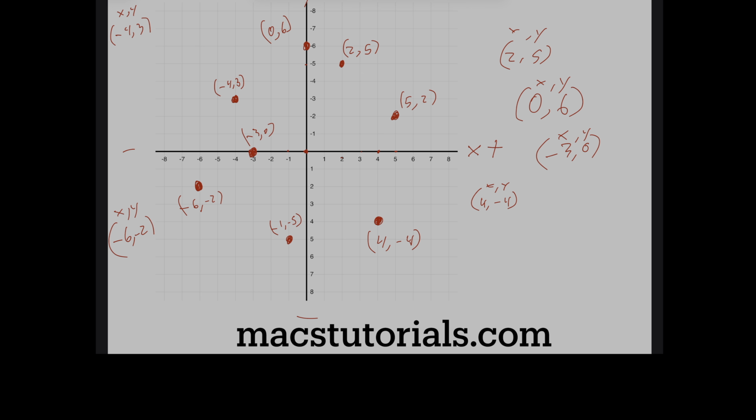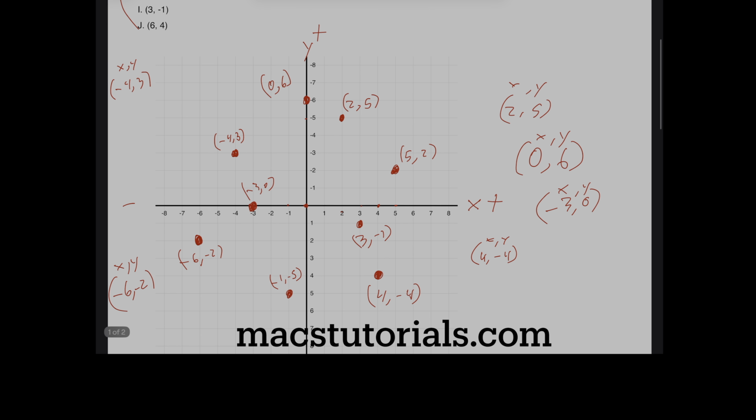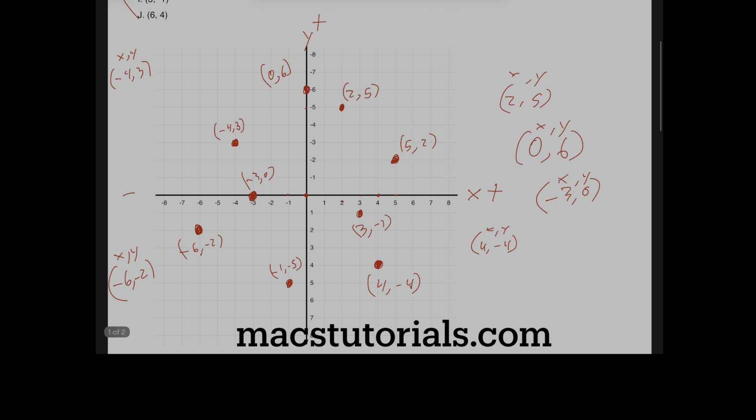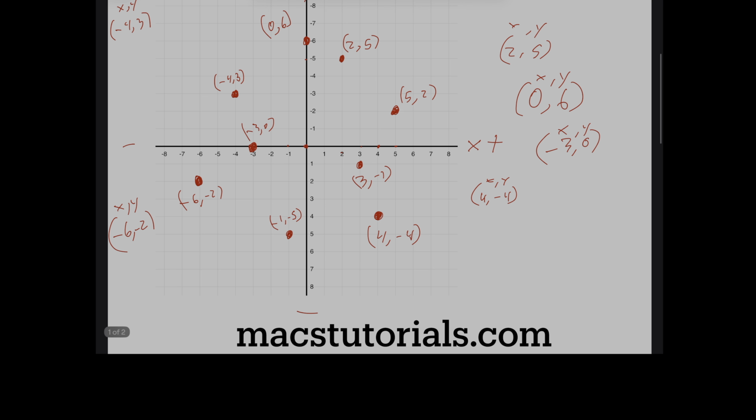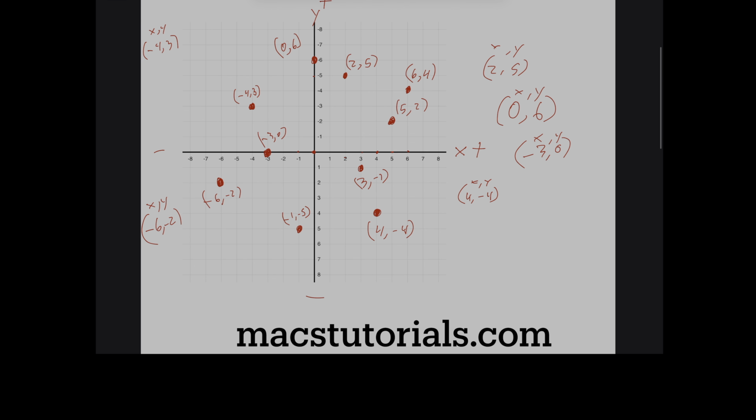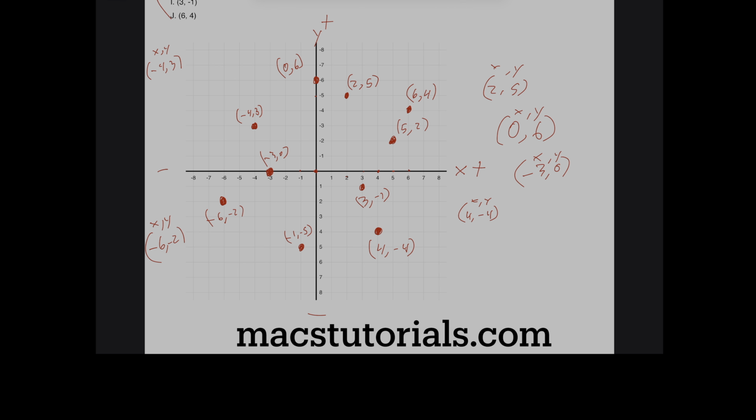Okay, I'm going to go on now to I, which is 3, comma -1. So my left to right is 3, and my up and down is -1. So this right here is 3, comma -1. And then now I have my J, which is 6 and 4. Okay, so my left to right is 6. My up and down is 4. So that's 6, comma 4. Boom, boom. So that is your answer key, all right?